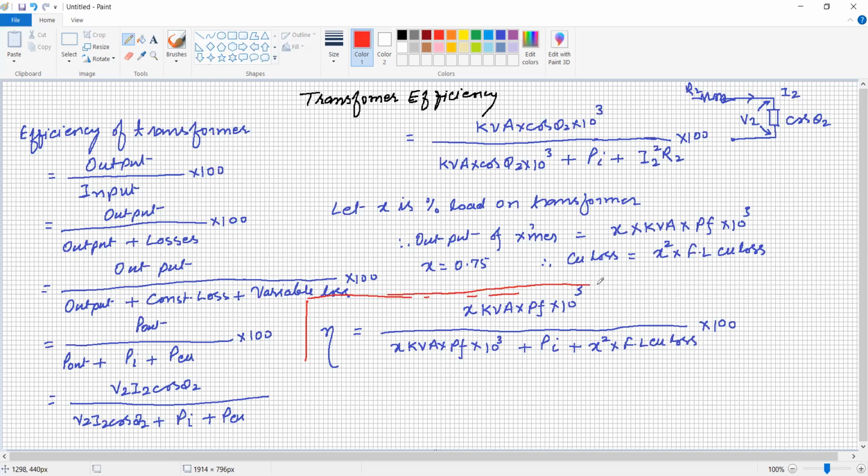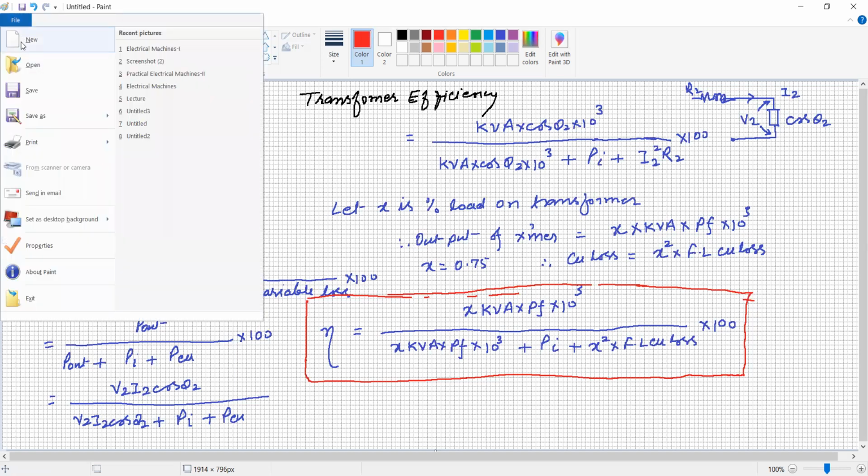This method of calculating the efficiency at any desired load can also be applied to a generator, a three-phase alternator, or any other machine, isn't it? Now we will see the condition for maximum efficiency.